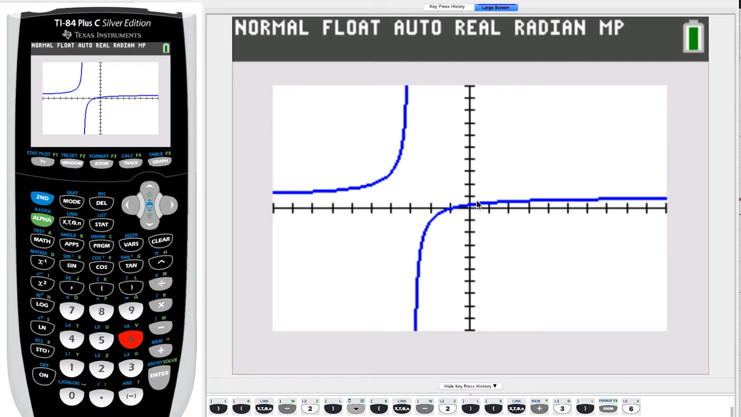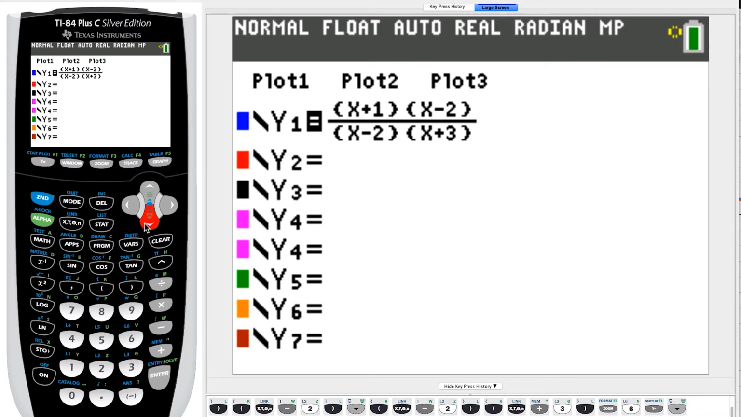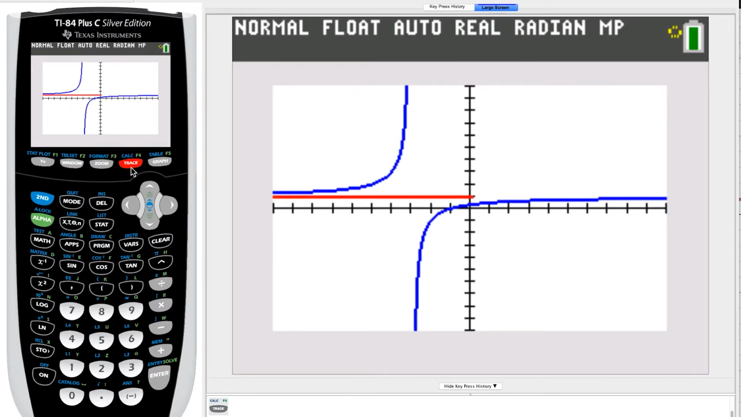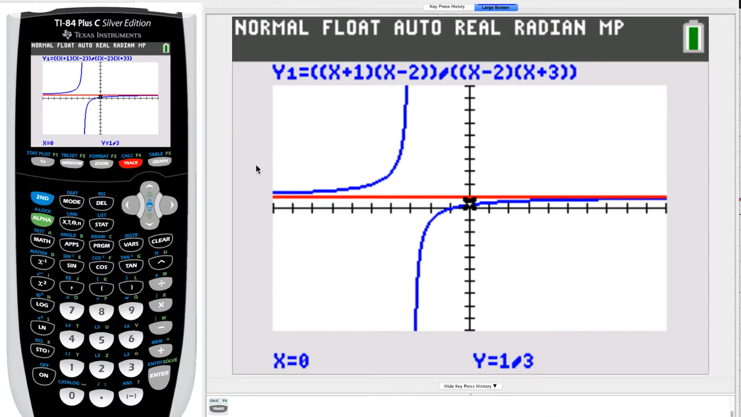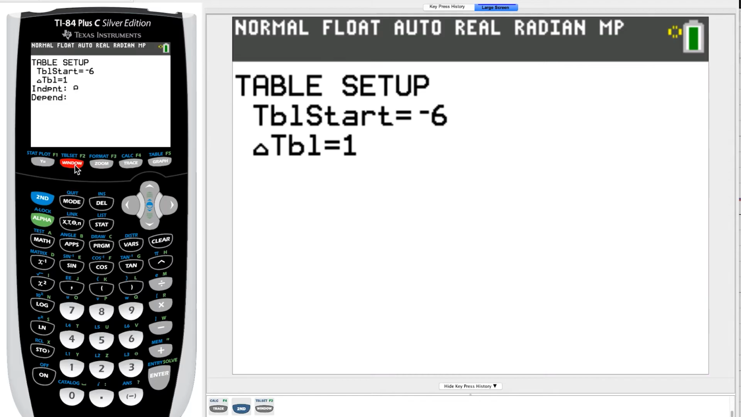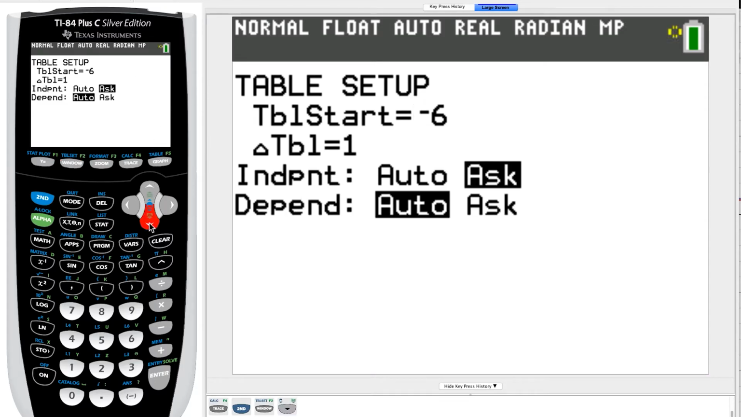It looks like it's y equals 1. It's hard to tell. So what you could do is you can graph y equals 1 if you want. So throw a 1 in there and trace that. You can kind of see that it does get infinitesimally closer to that 1, but never actually reaches it. Another thing you can do is if you go to your table set right here, so hit second window and go to table set and make sure your independent is set to ask.